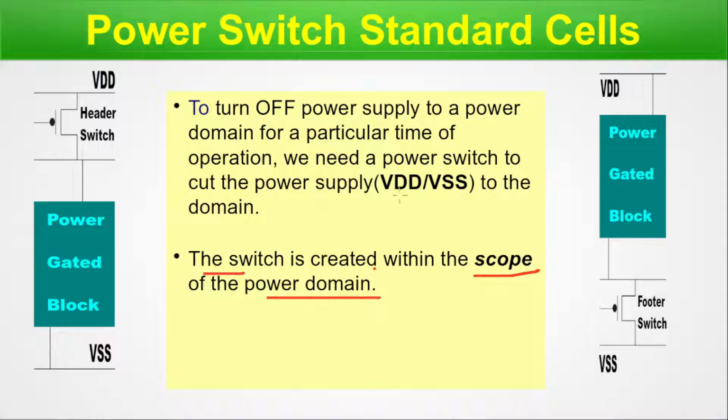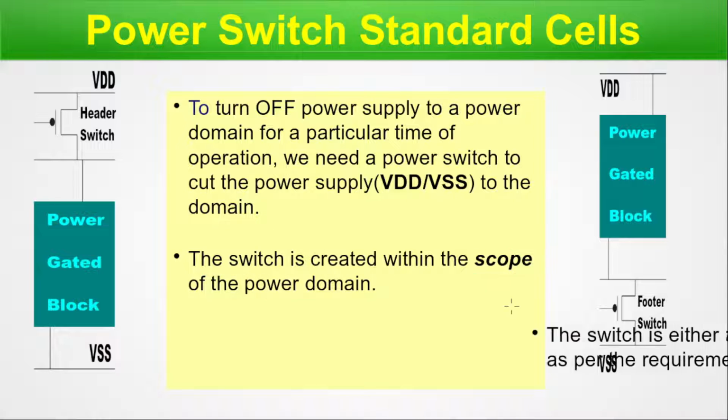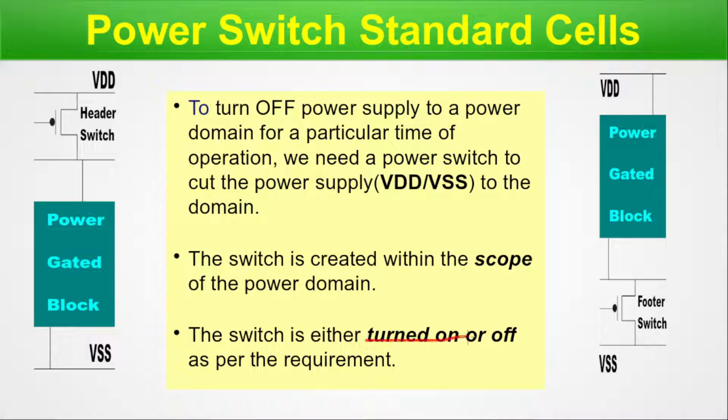So we have just shown you 3 power domains in the last slide or the last to the last slide. There we have talked about the scope, so that means the area of influence of the power domain. There we have to create the switch. The switch is either turned on or off as per the requirement. So that means it is as per the operation of the block. It is not as per the whims. It is as per the instruction set that are coming from the sensors or maybe coming from the user. So here we are done with the particular slide.